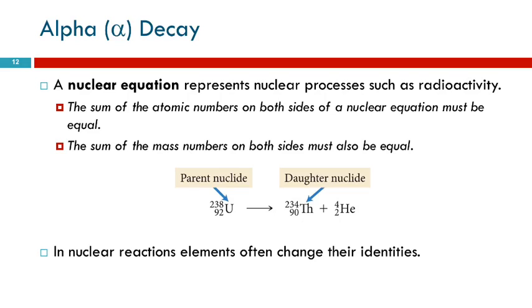So the superscripts must add up to the same total on each side of the arrow. And the subscripts have to add up to the same total on each side of the arrow. So in nuclear reactions, elements often change their identity. That doesn't happen in chemical reactions.